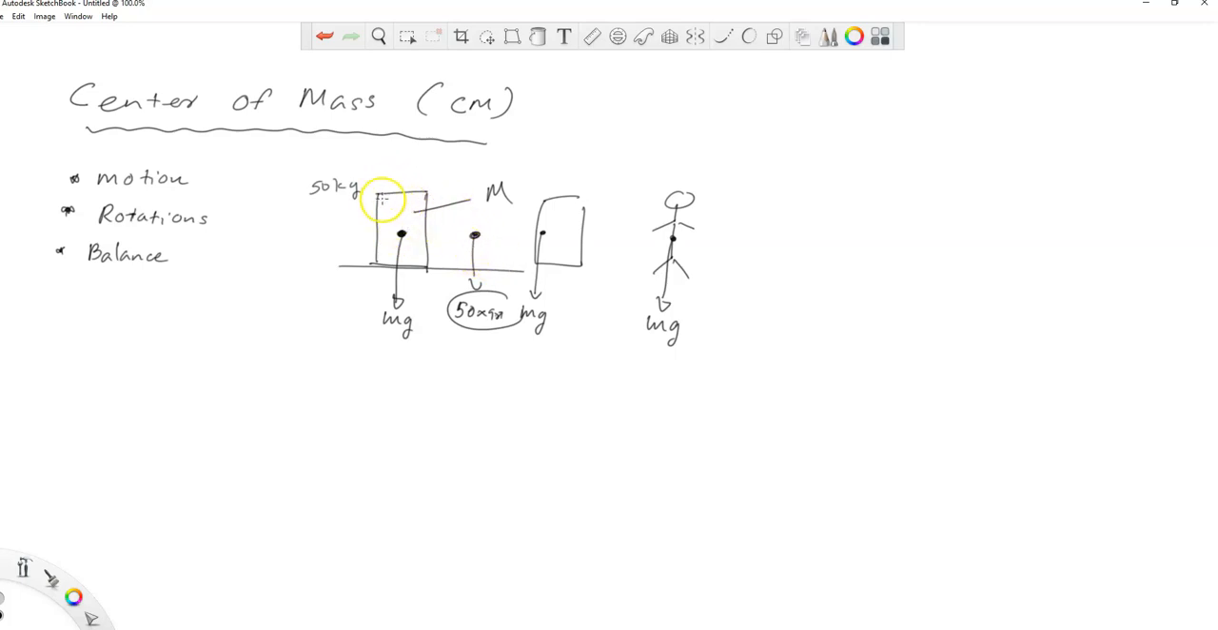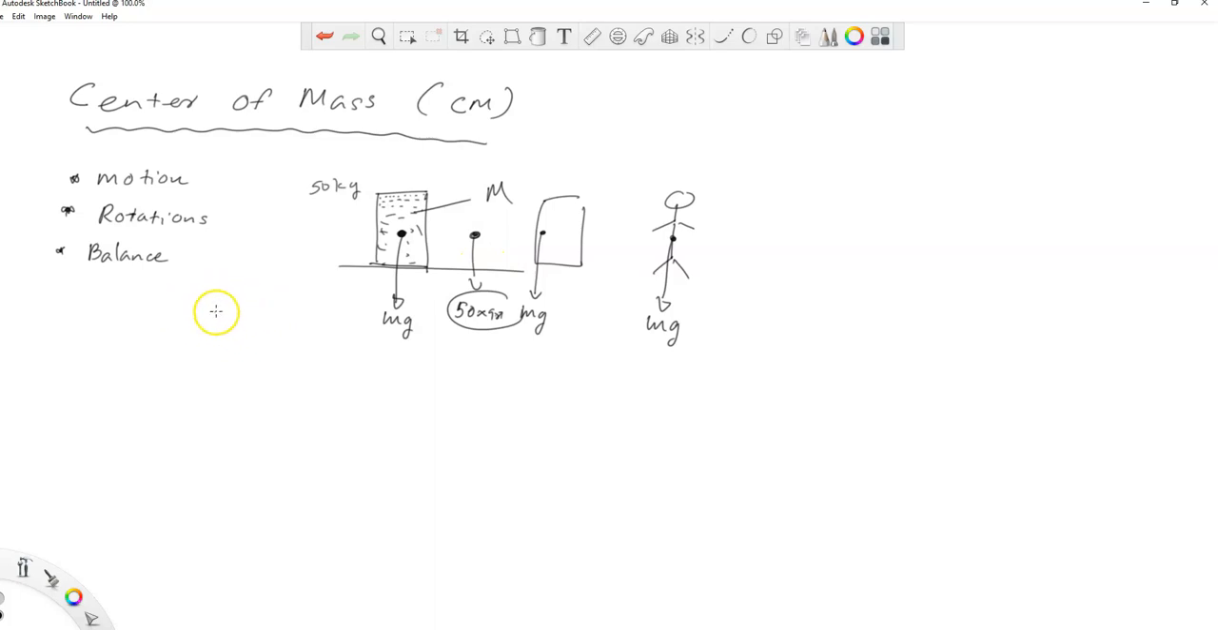We can think of this refrigerator or the drawer as a collection of a lot of point masses, right? Millions of those, and all of these are represented by this common location. There is a way to find that particular point. It depends on the geometry of the object.